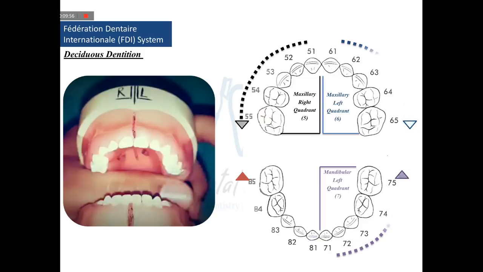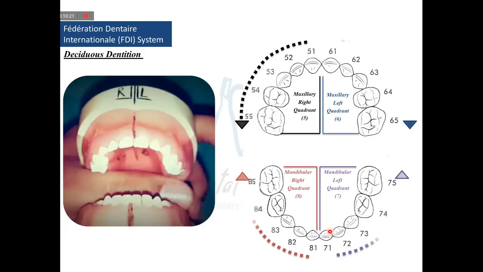Now coming on to the third quadrant of the deciduous dentition, the third quadrant is the mandibular left quadrant, which is represented as number 7. So you can see here we are counting all the quadrants in a clockwise direction. So again we will number the teeth from the midline towards the distal aspect.